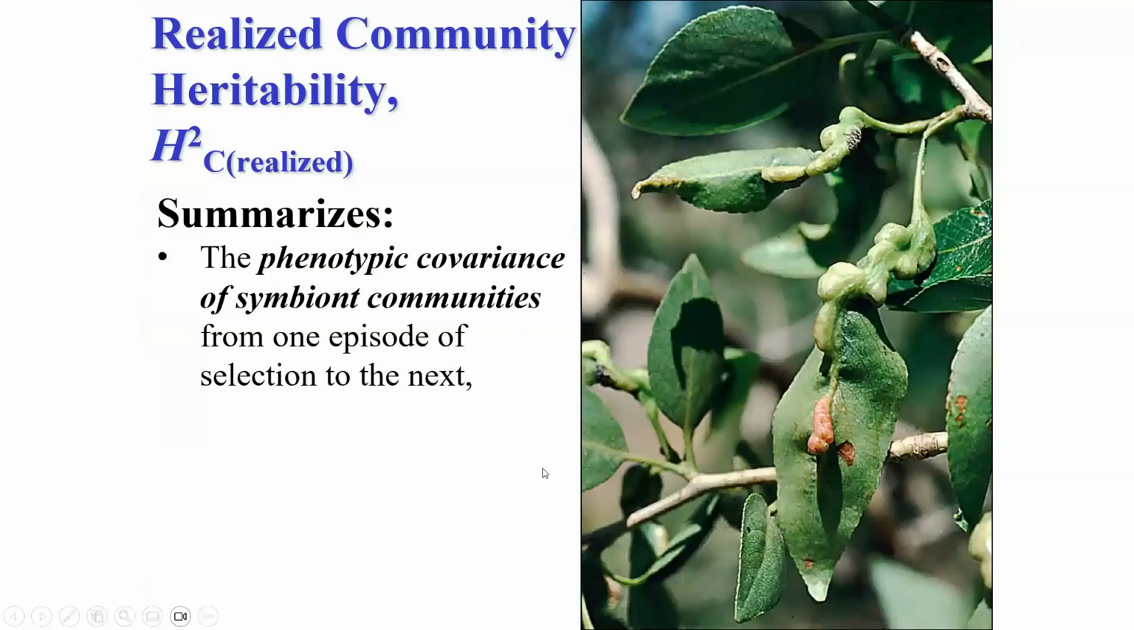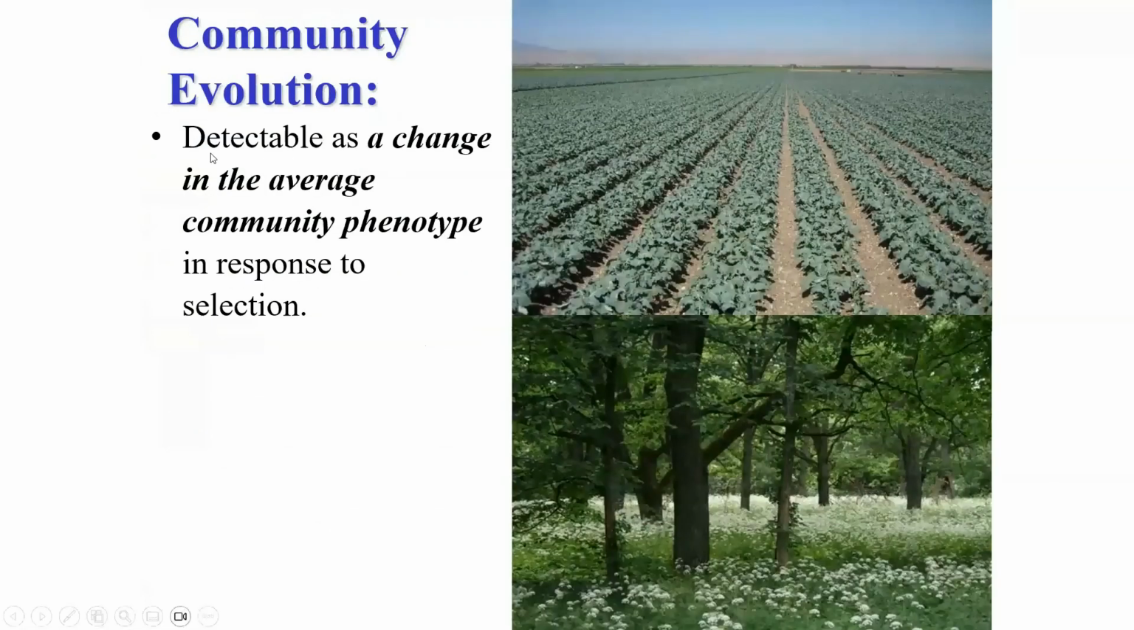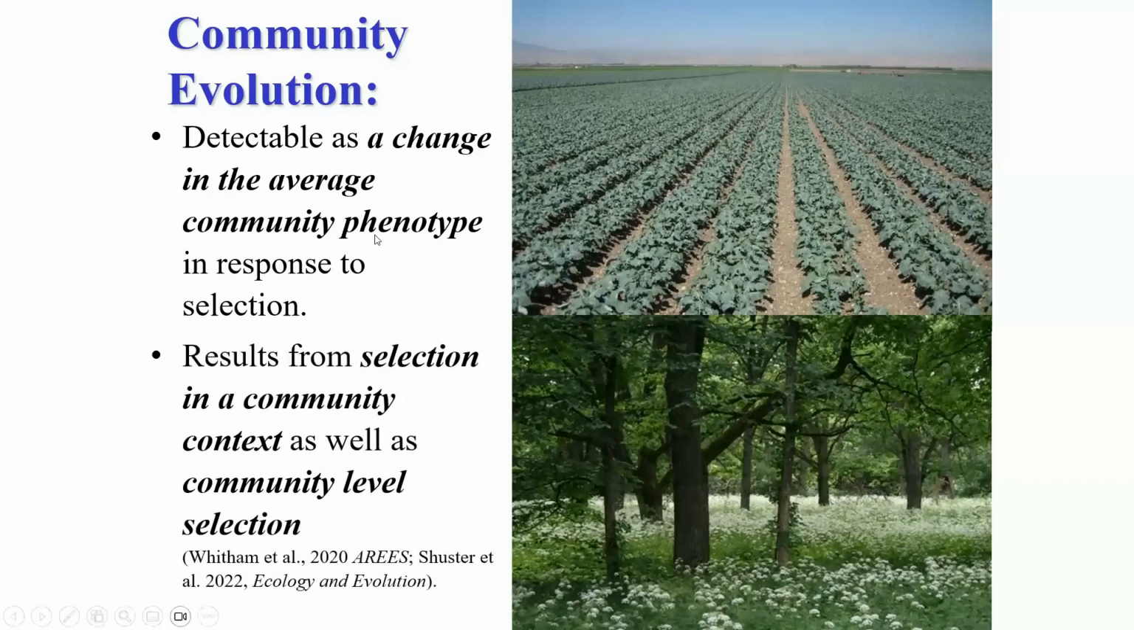Realized community heritability summarizes the phenotypic covariance of symbiont communities from one episode of selection to the next. And it also summarizes the evolutionary outcome of selection acting at the aggregate community phenotype. So we can define community evolution as a detectable change in the average community phenotype as a result of selection. And this change in phenotype will result from selection acting in a community context, as well as community level selection. And if you'd like to read more about this idea, you can consult not only Whittam et al. in the Annual Review of Ecology and Systematics, or Shuster et al.